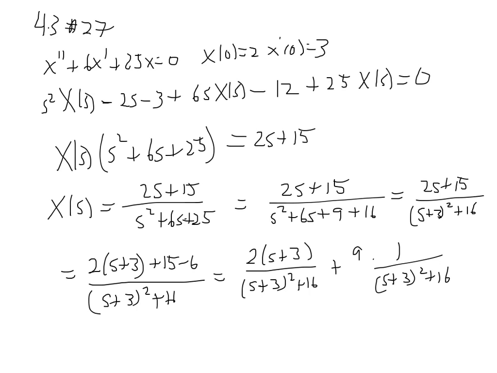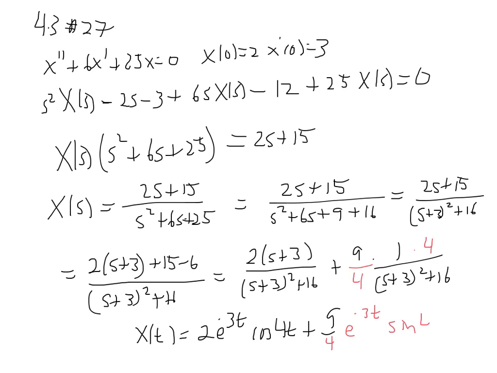First one fits into a cosine pattern. Second one fits into a sine pattern if you multiply by a 4 and divide by a 4. Final answer, little x, is 2e to the negative 3t cosine 4t plus 9 fourths. I said fourths and wrote halves. 9 fourths. Ignore the red color, I suppose. E to the negative 3t sine 4t.